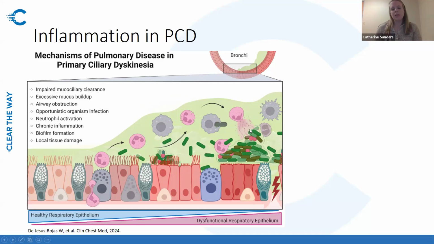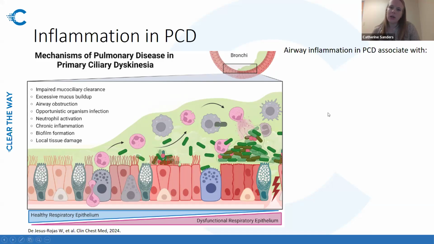Now, when somebody typically gets an infection, you have activation of the immune system, and this happens temporarily where the cells come in, they kill the illness, but then it goes away. The problem in PCD is that this happens chronically. So the airway cells never have time to return to the normal healthy cells on the left side. And so they're chronically inflamed like this. Next.